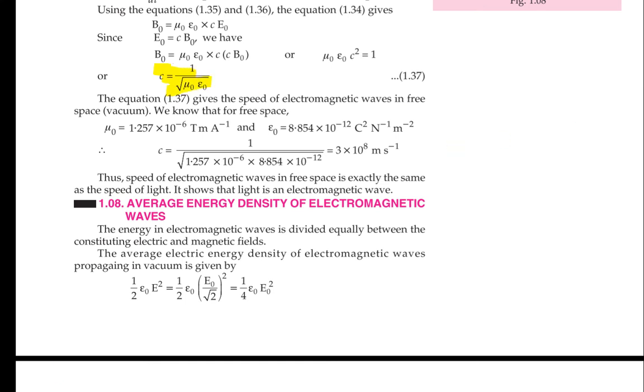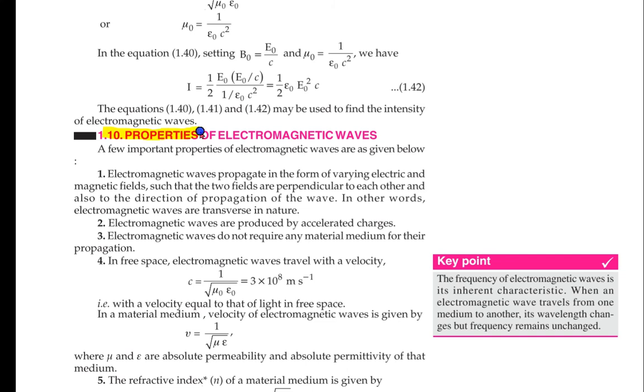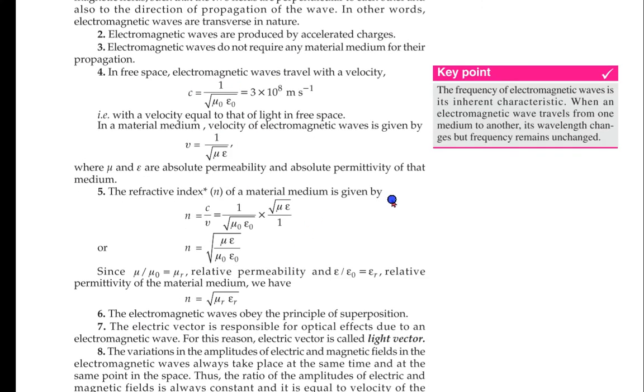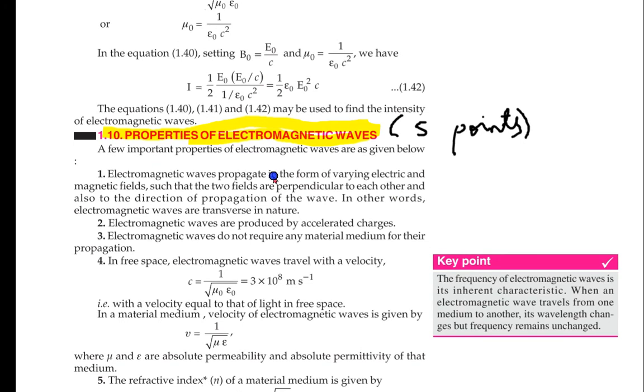Properties of electromagnetic waves: there are at least 5 points here. Number 1, electromagnetic waves propagate in the form of varying electric and magnetic fields, and they are perpendicular to each other. Number 2, waves are produced by accelerated charges. Number 3, the speed of electromagnetic waves is this one.